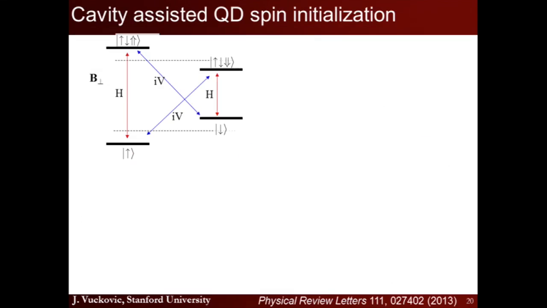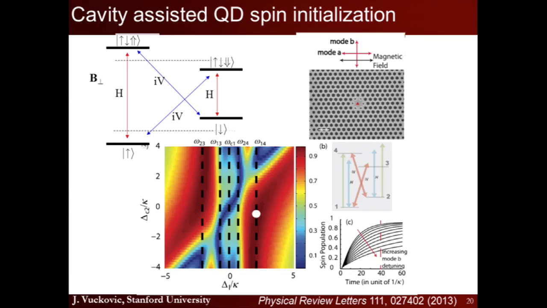However, if we embed this 4-level system in an appropriately chosen cavity, it turns out that we can reduce the spin initialization time by quite a lot. An example of that is shown here in the theoretical work. If we use this bimodal cavity with 2 doubly degenerate modes shown on top right, and if we place a laser again on the same transition, let's say V transition, and the cavity on the H transition in the lambda system, it turns out that we can reduce the spin initialization time to about 300 picoseconds.